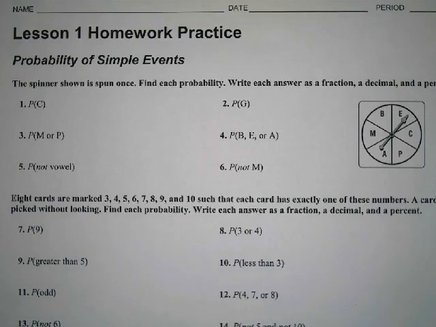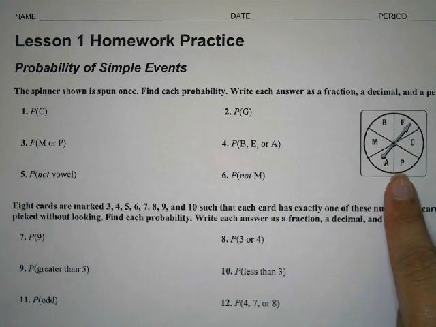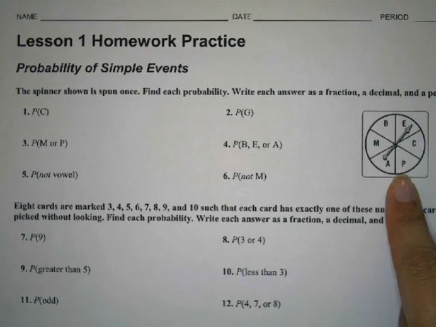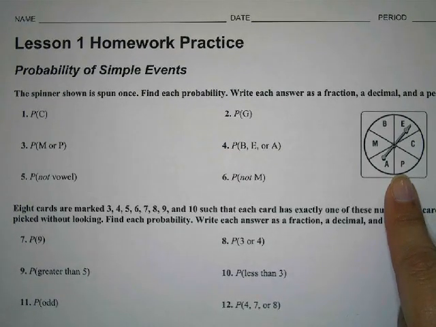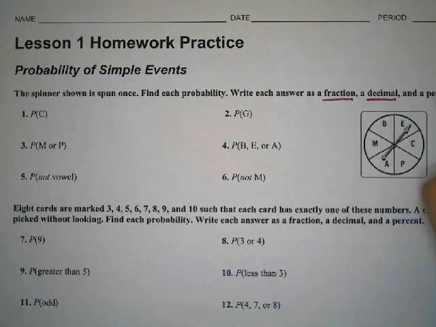Today's assignment, we are learning about the probability of simple events. So on the first section, number 1 through 6, we're using this spinner over to the right-hand side to find the probability. We're going to write the answer as a fraction, decimal, and a percent. So we have 3 different answers for each one of these.